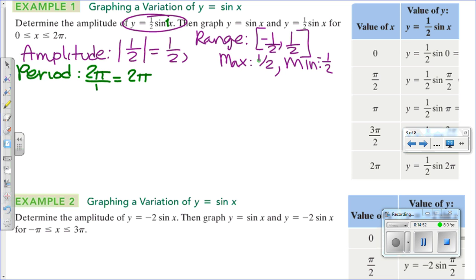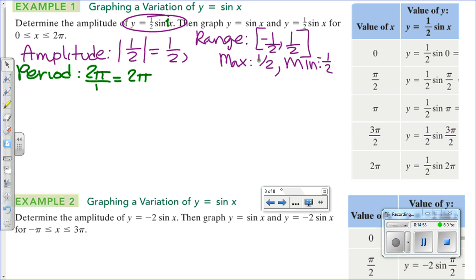Now, what we're going to do is, I'm going to show you 2 ways you can find those key points. Well, first of all, let me show you this. Since the period is 2 pi, how many spaces are in between the key points? 4, right? We have 5 key points, but there are 4 spaces. So we divide by 4, and we could simplify here, so this will be pi over 2. So what that means is that the distance between every point is pi over 2.